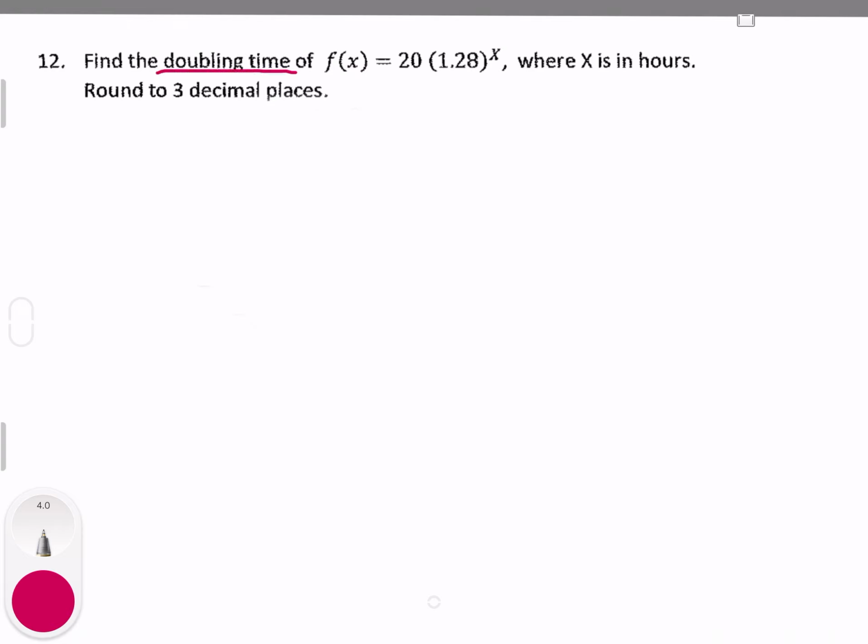So we want to find the doubling time of our equation where x is in hours, and it wants us to round our final answer to 3 decimal places. So just like finding the half-life, finding the doubling time, you're basically looking for x when our y is twice as much as we started with.